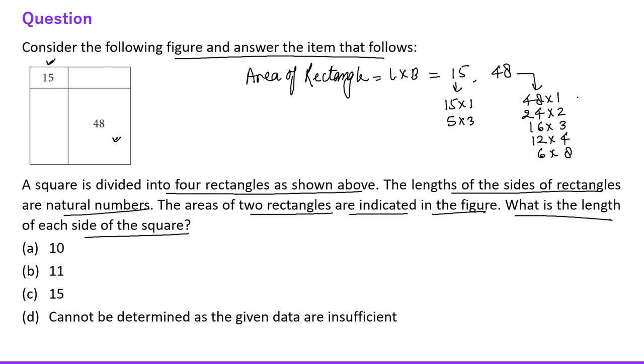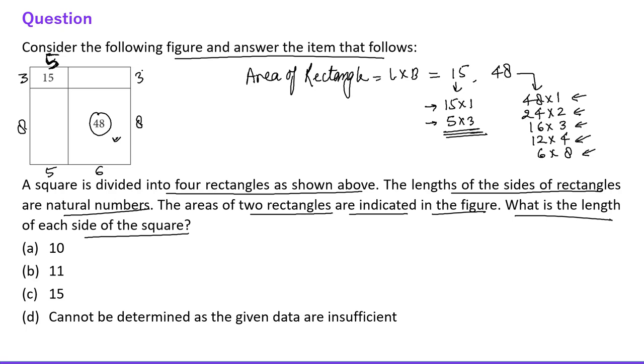48 into 1, 24 into 2, 16 into 3, 12 into 4, 6 into 8, right? And here 15 into 1 and 5 into 3. So just try to attempt this 5 into 3 first. So let's say this is 5 and this is 3, right? And for 48, this is 6 into 8. So let's say this is 8 and this is 6. If this is 5, then this is also 5. This is 8, then this is also 8. This is 3, then this is also 3, and this is 6, then this is also 6.